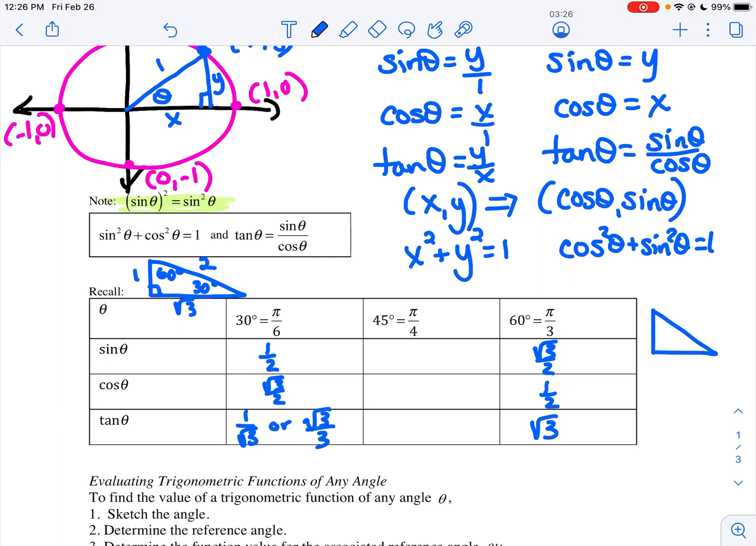45-45, let's draw this one. In a 45-45, the legs are equal by Pythagorean theorem. A squared plus b squared equals c squared. The hypotenuse is radical 2. So this is 1 over radical 2. This is 1 over radical 2. And this is 1. You really need to have this table memorized.